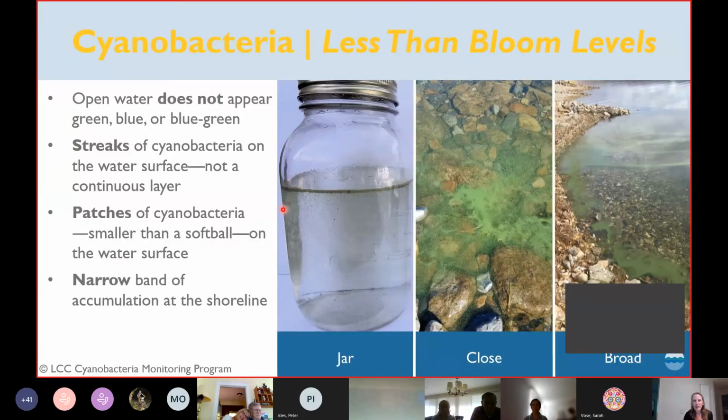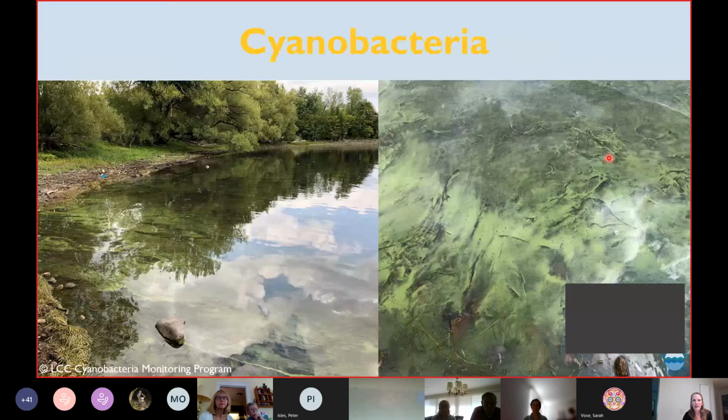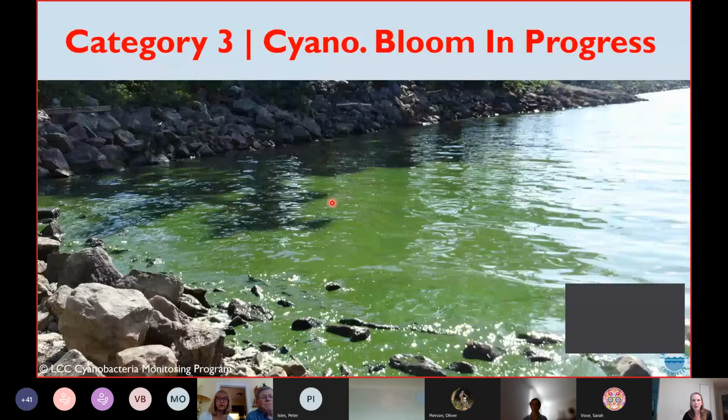So when you see it in a jar, less density, but after half an hour, collecting here at the top, again, some streaks, striations, but you're not seeing open water appear green or blue-green or like a paint spill. So again, restricted to nearer areas, it may show up as patches smaller than a softball, or a narrow band along the shoreline. And again here, more restricted in its area, clear water beyond: low alert bloom.